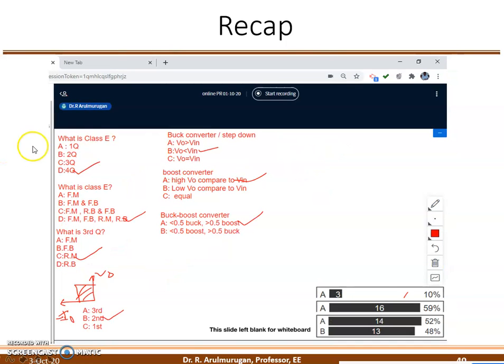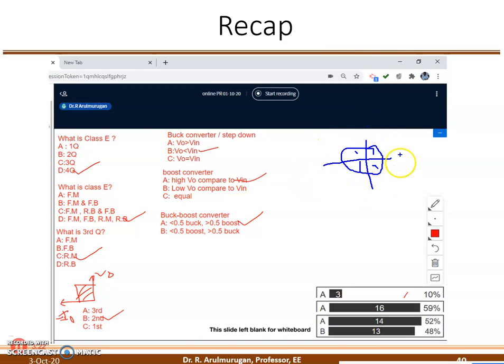And further, what we discussed: class E chopper. What is class E? All four quadrants make class E. This is a combination of all four. So class E is used for forward motoring and forward braking, and reverse motoring and reverse braking.